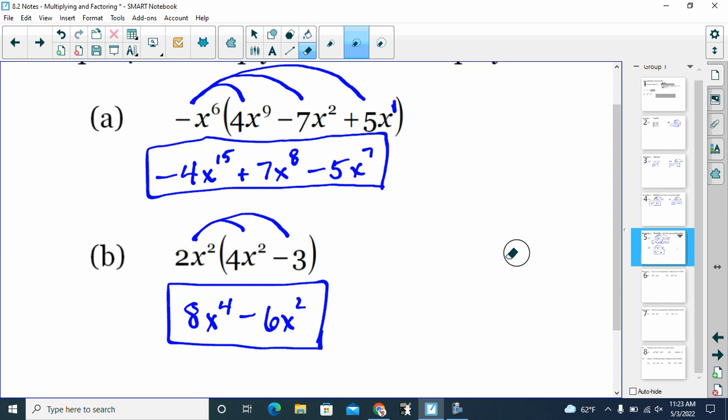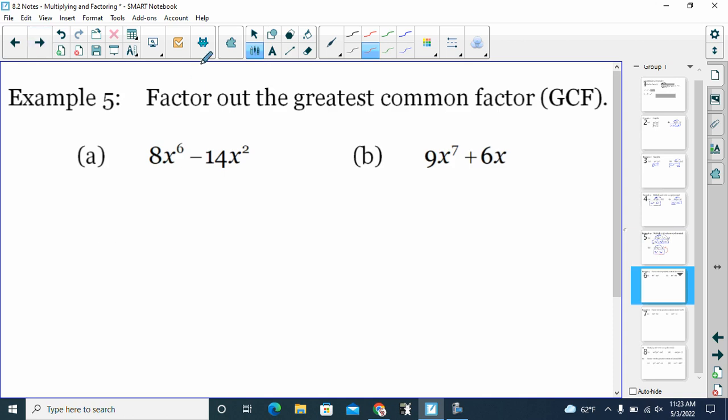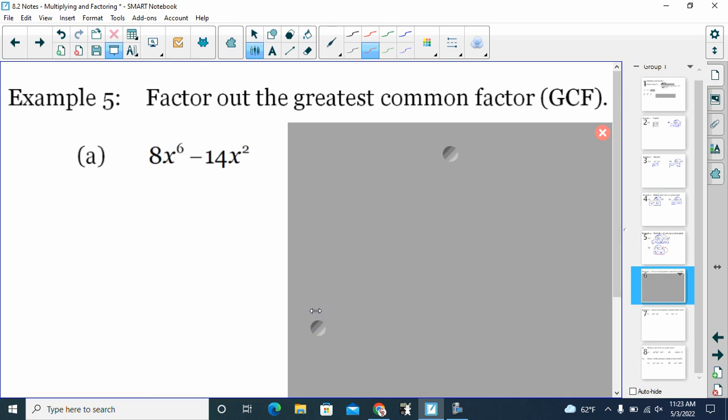So what we're going to do here is we're going to be given something like this, and we are going to be trying to write it as things that multiply to that. Notice these two things, 2x squared and 4x squared minus 3, multiplied to give me this. So we're kind of going to be going backwards here. So this tells us to factor out the greatest common factor.